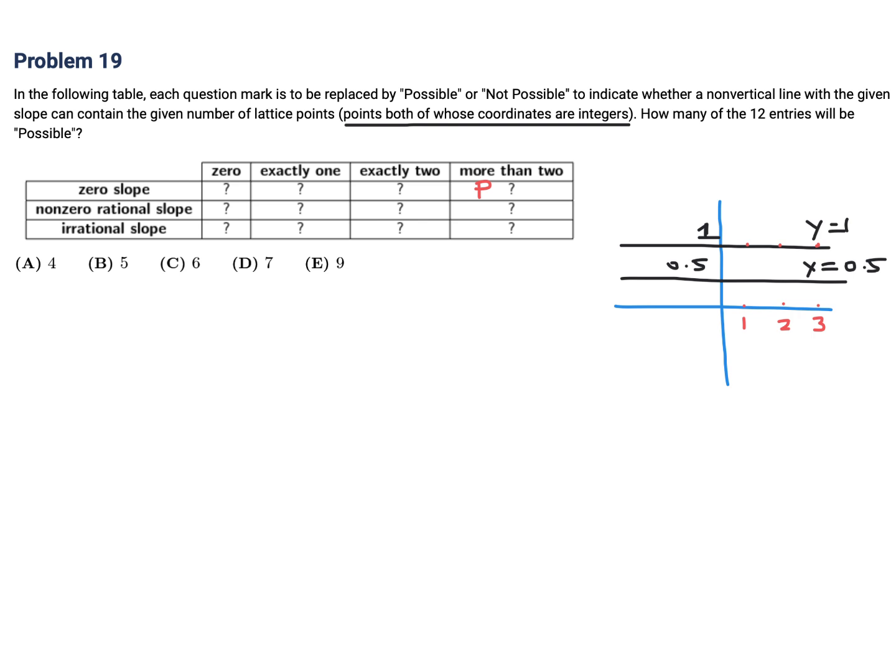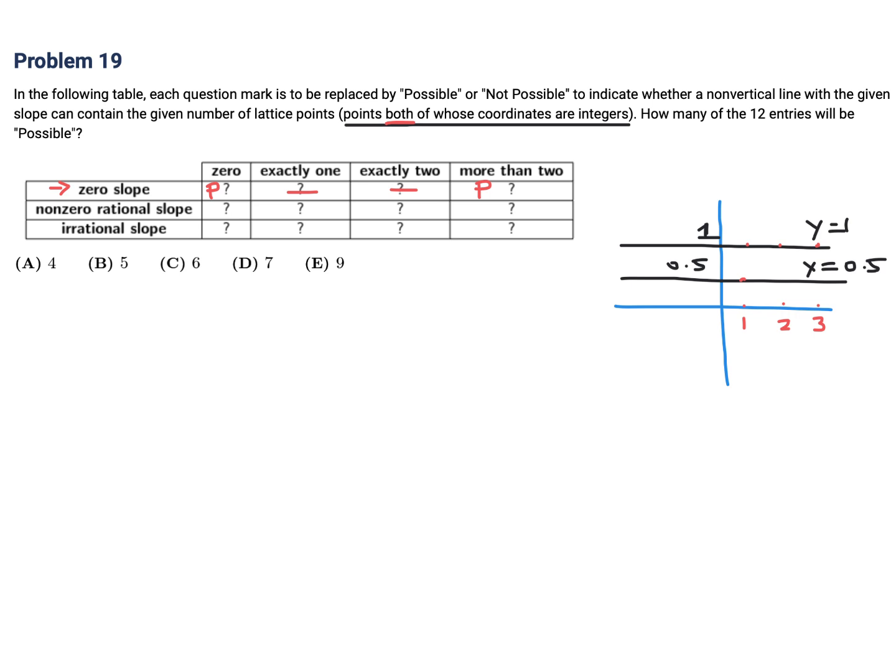But if we made a line that's y equals 0.5, then you'll see that the y coordinate is always 0.5. So you've immediately failed at creating a lattice point, because both coordinates have to be integers. No matter what x is, even if x was an integer, like 1, it's not a lattice point, like this point right here, because the y coordinate is 0.5. So you can also have a scenario of 0. But you cannot have exactly 1 or exactly 2. So those ones are not possible. Okay, so that took care of the zero slope line.